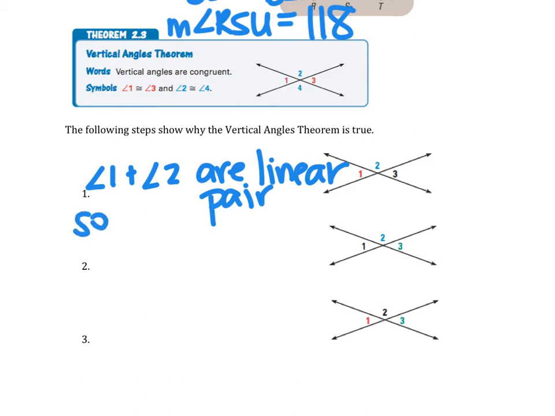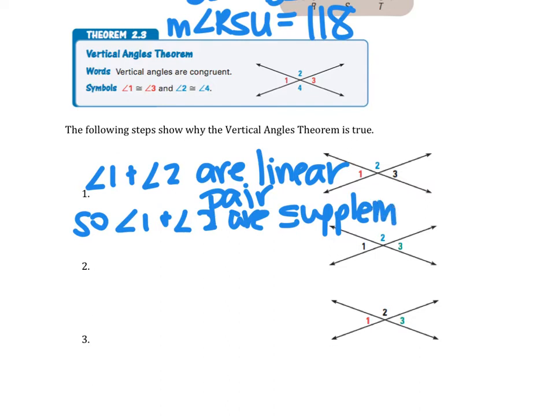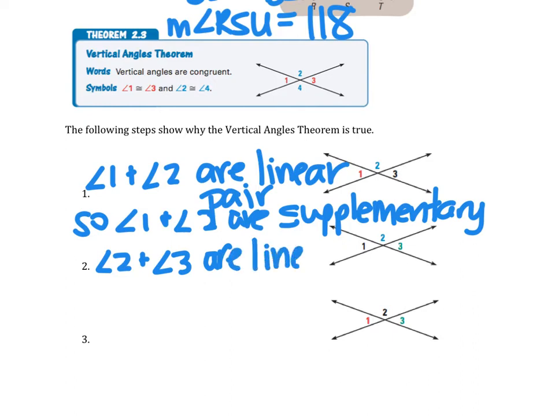So angles 1 and 2 are supplementary. Then we're going to say the same thing about angles 2 and 3. Right? They form a straight line side by side. They're also a linear pair. So we know that they are also supplementary.